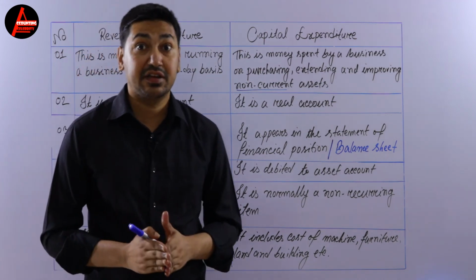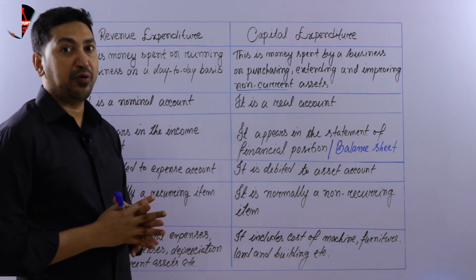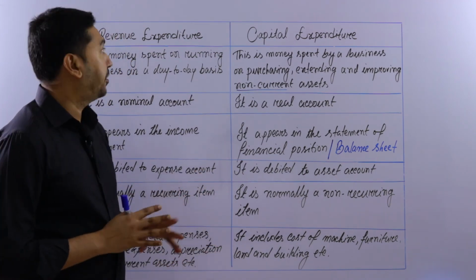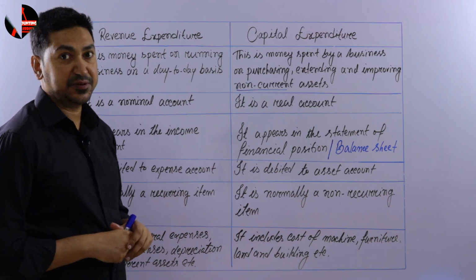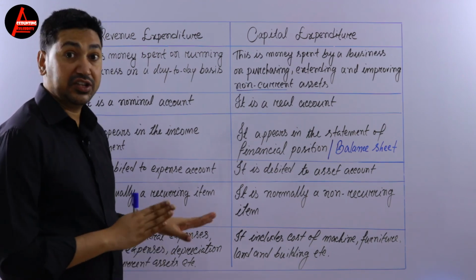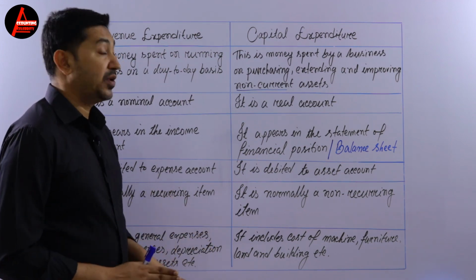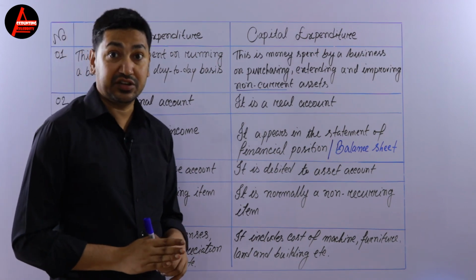So it's very easy if you understand and remember these 6 points, the 6 differences between these two expenditures. So that's all for today. I hope you understood. Next time you will not make a mistake classifying revenue and capital expenditure.